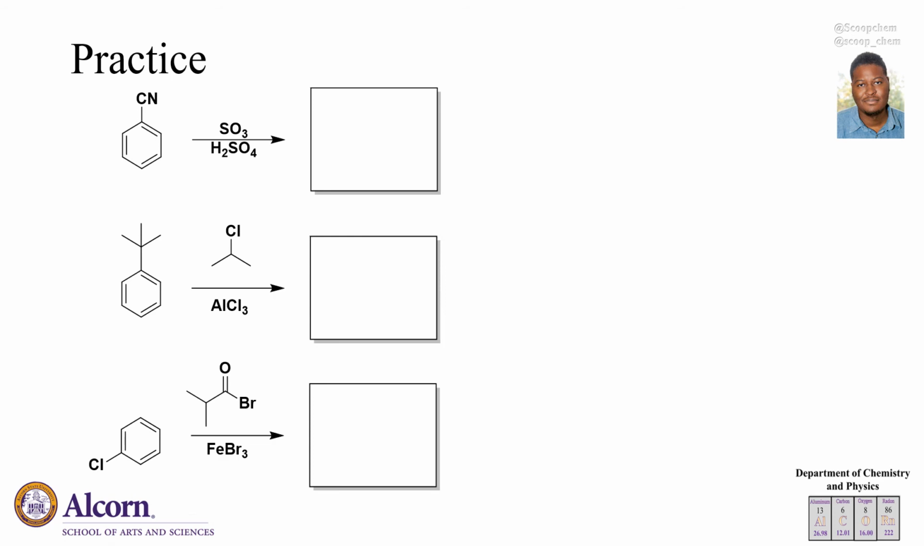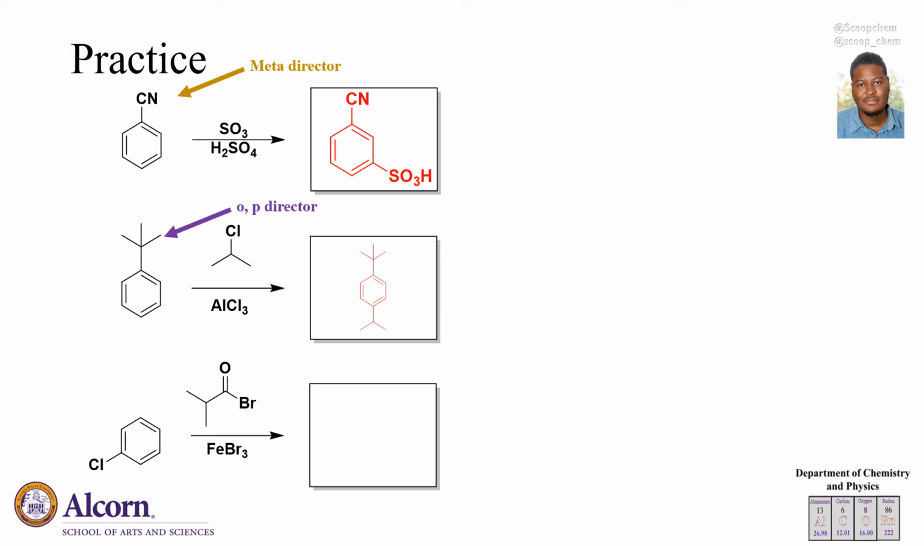The first structure has a CN, a nitrile, and the nitrile is a meta director. I have fuming sulfuric acid here, so this is a sulfonation reaction. So I should write SO3H in the meta position, which is a 1-3 relationship between substituents. The second reaction has a tert-butyl group, which is a regular alkyl group, and alkyl groups are electron donating. So this is an OP director. For this, I get only one product.